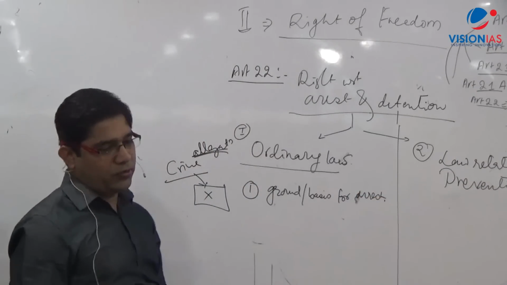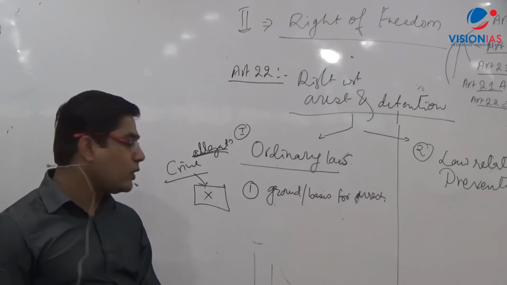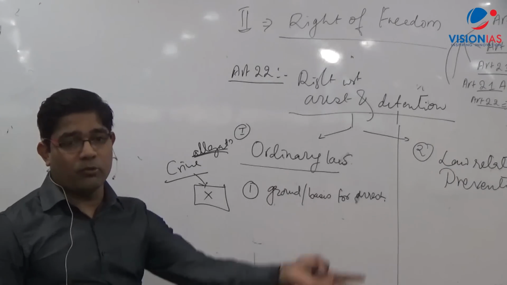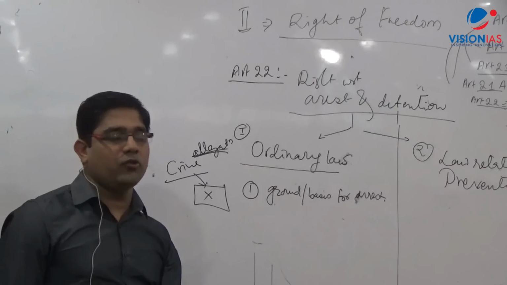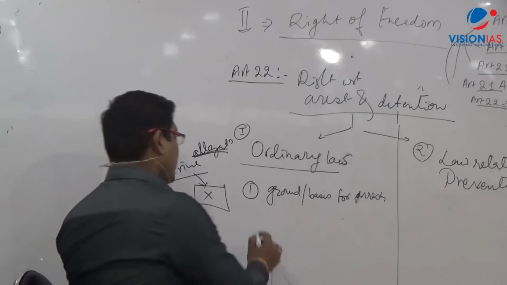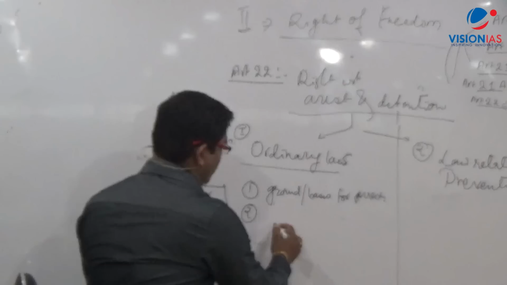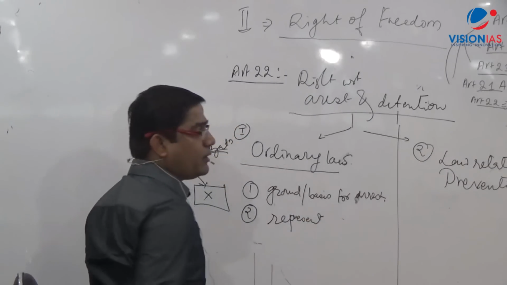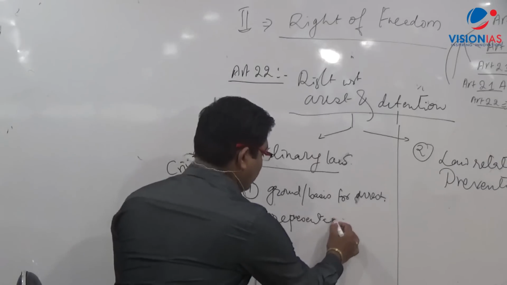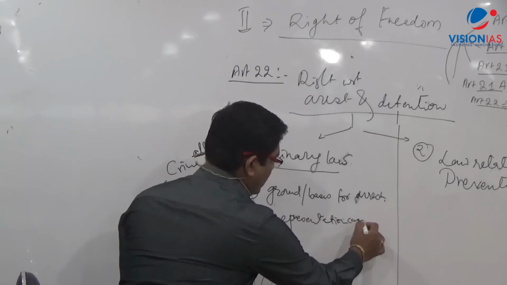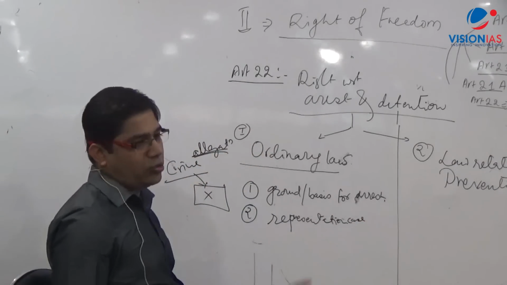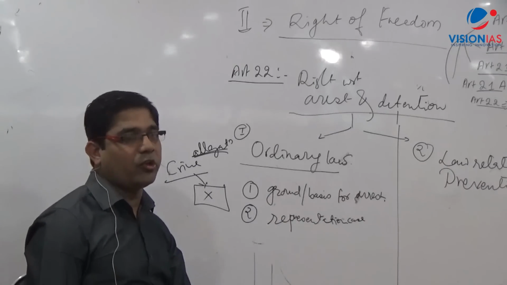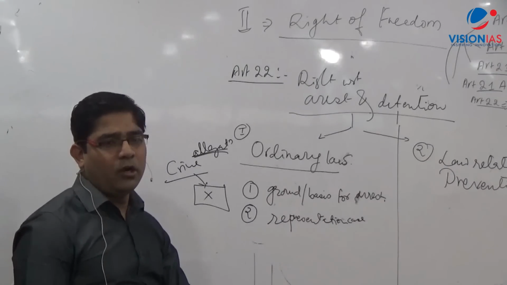Grounds or basis for arrest. So the authority is required to communicate to him the grounds for arrest. Second, he will be given a chance to represent his case by the legal or the competent authority. So he will be given his chance also to say what he has to say. That is generally what we call due process.